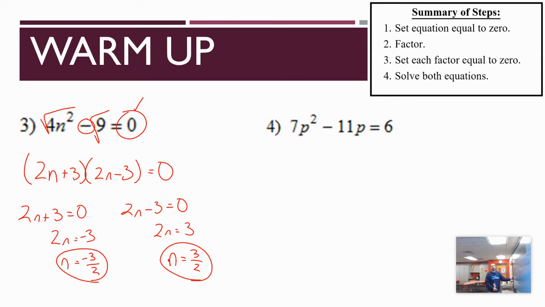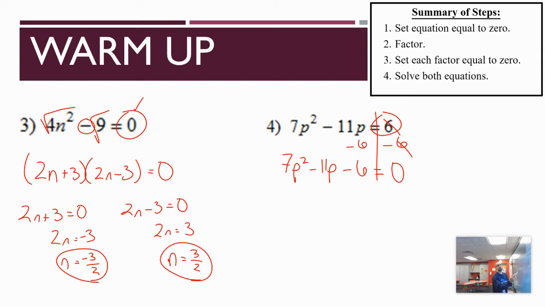Last one here, number 4. Let's go back to our steps. Set the equation equal to 0. Not done. So I need to subtract 6 on both sides to get that set equal to 0. So the only thing I do is bring everything else down, and notice how I'm putting it in order. Right? So I'm putting it in order of the squared term, and then the regular p term, and then the constant, the regular number. And now I need to factor.